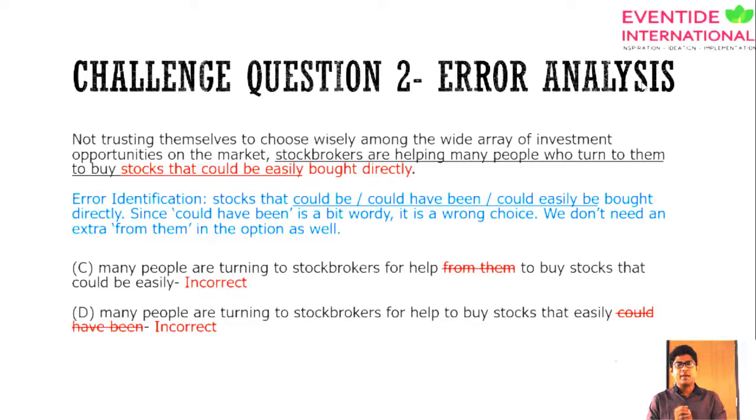Option D states, many people are turning to stockbrokers for help to buy stocks that easily could have been bought directly. This part, "could have been," can be easily replaced with "could be easily bought directly." So thus, option D is again wrong.